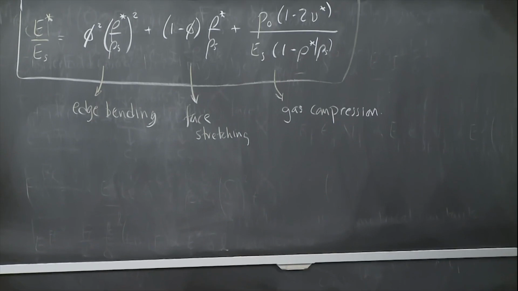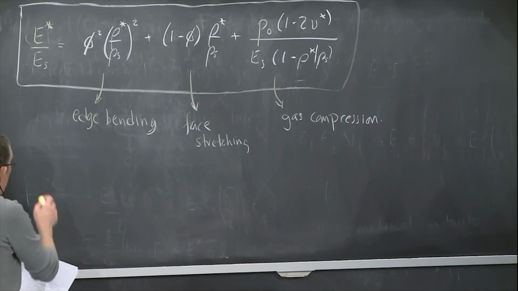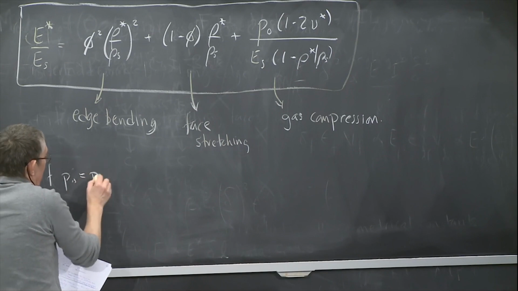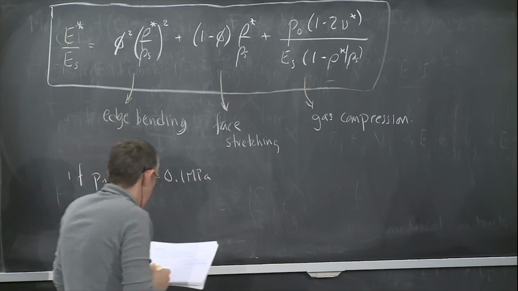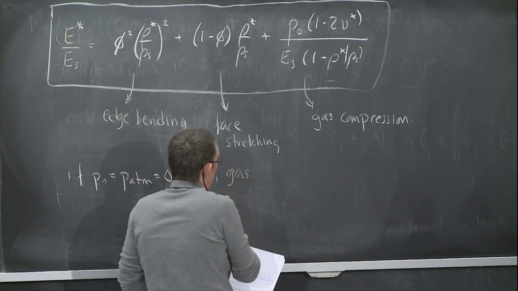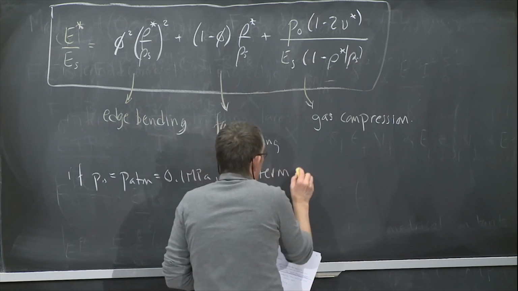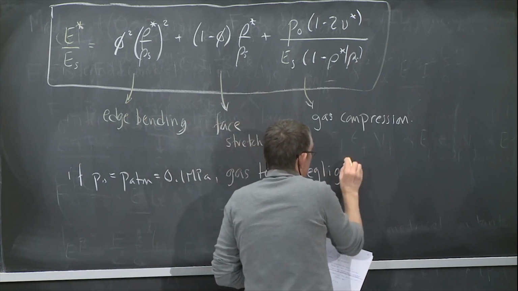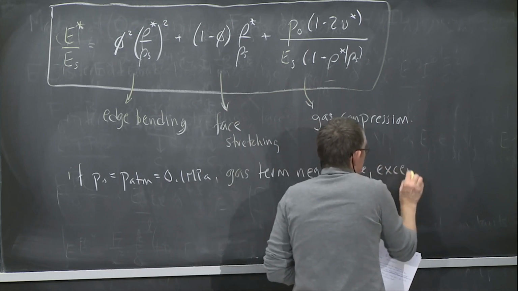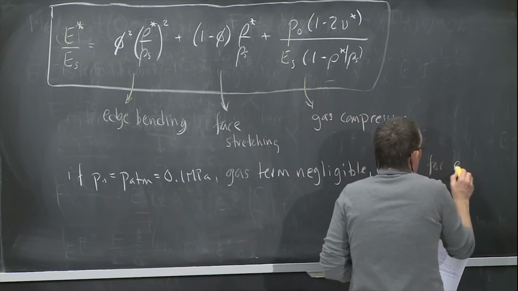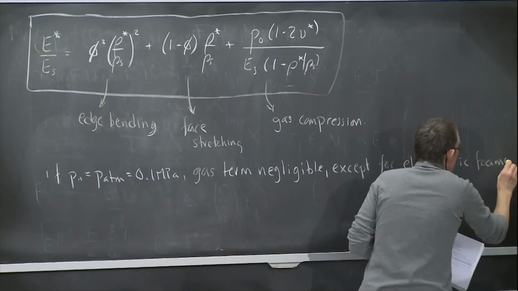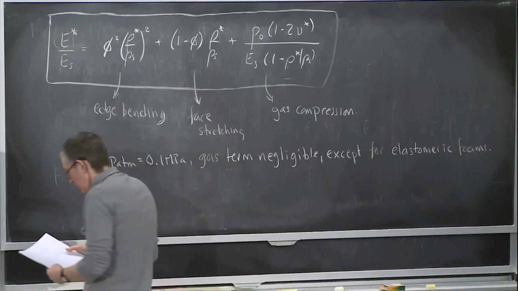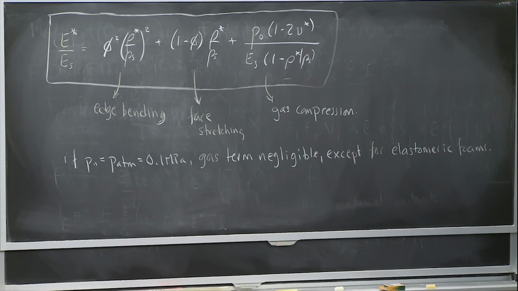So like I said, for most foams, the gas compression is negligible. If P naught is equal to the atmospheric pressure, so about 0.1 megapascal, then the gas term is negligible except for elastomeric foams. So that's the Young's modulus.